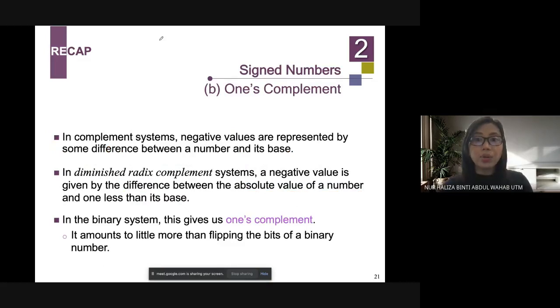Now we go into our complements. First complement, second complement, and so on. This one you already learned and covered, but we will just go through it.